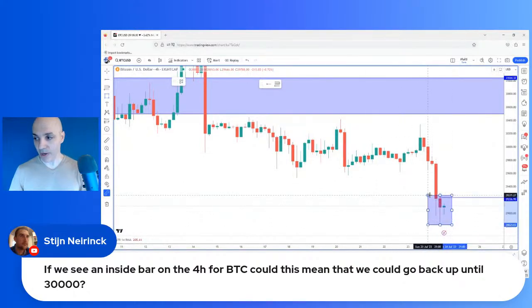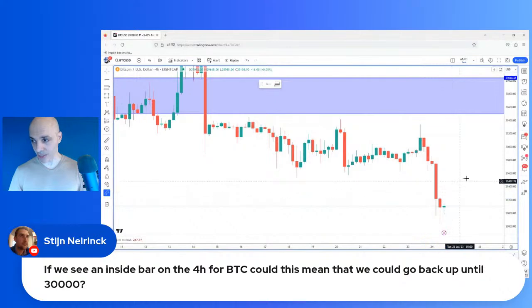This is the 4-hour. So if you get the inside bar or the pin bar, right? You have the pin bar now, but if you get another inside bar, yeah, you have your potential entry signals.